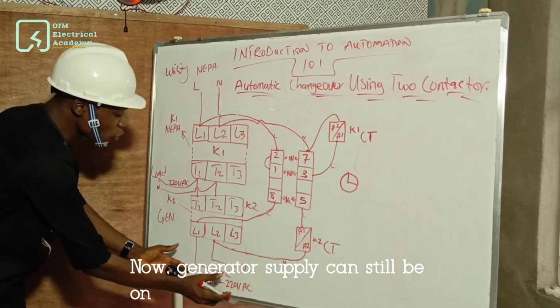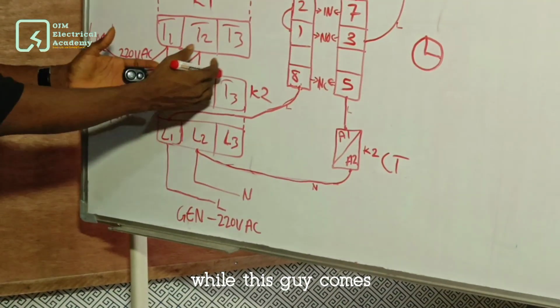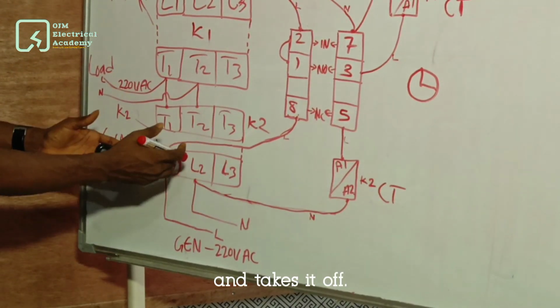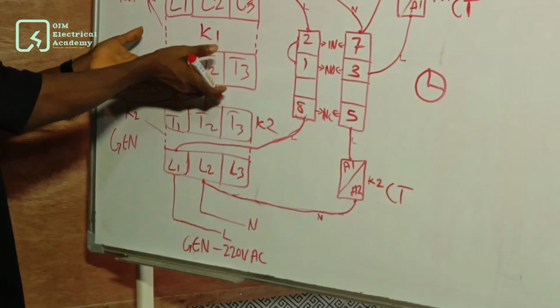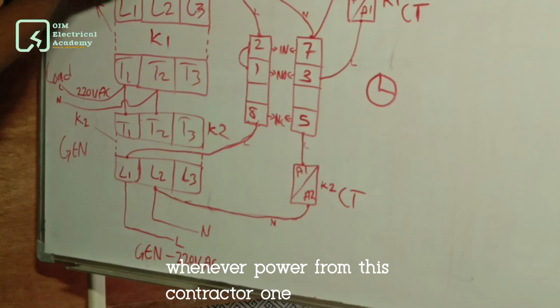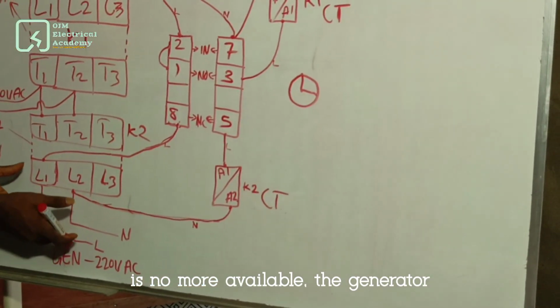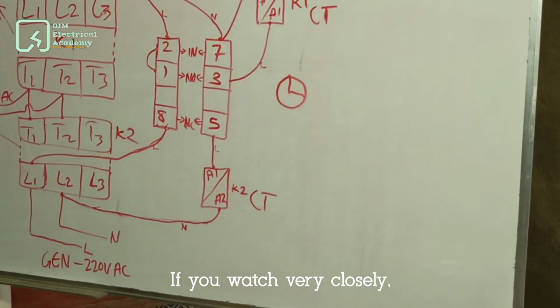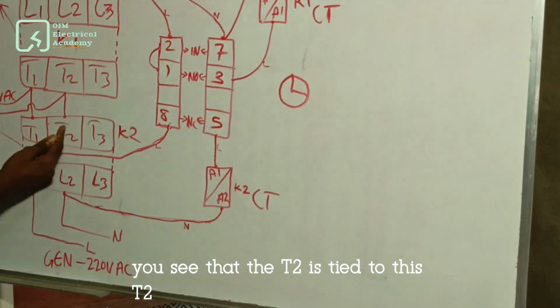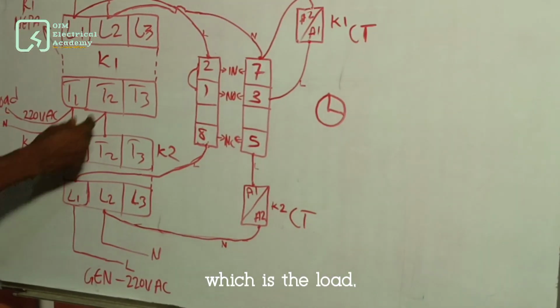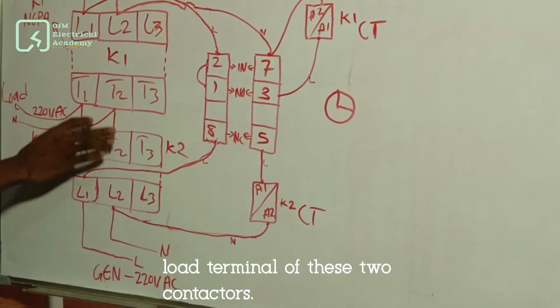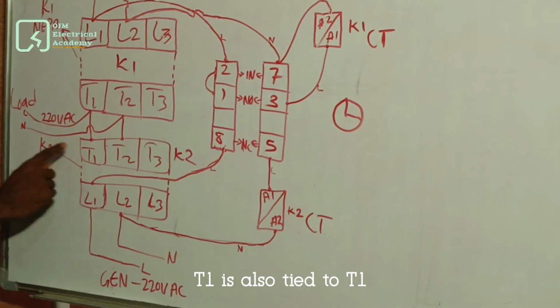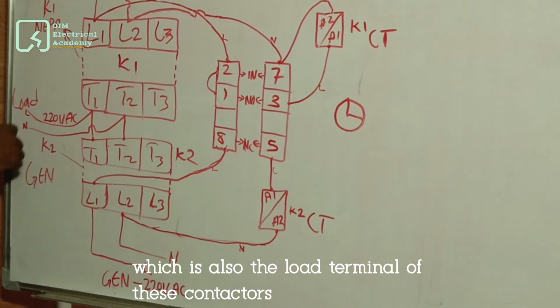Now, generator supply can still be on while contactor one comes and takes it off. But whenever power from contactor one is no more available, the generator supply can now go in. If you watch very closely, you see that T2 is tied to this T2, which is the load terminal of these two contactors. T1 is also tied to T1, which is also the load terminal of these contactors.